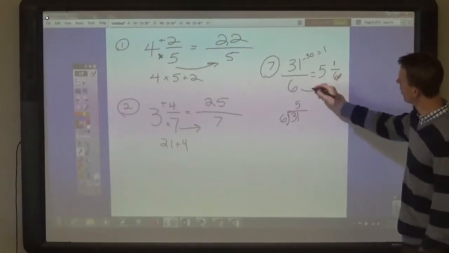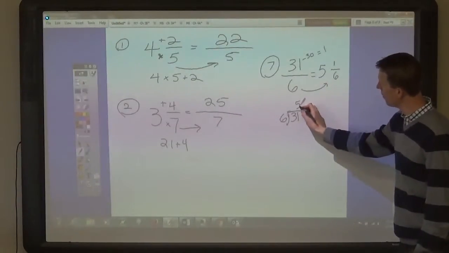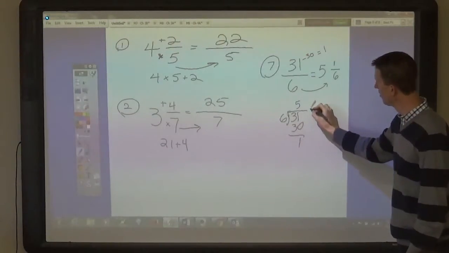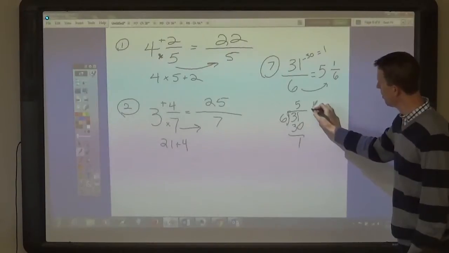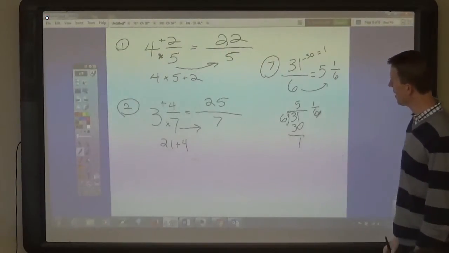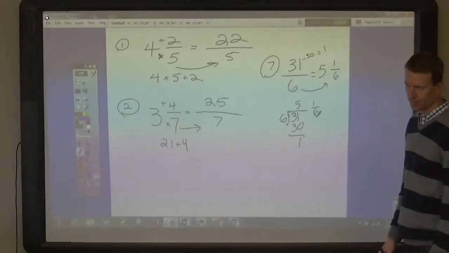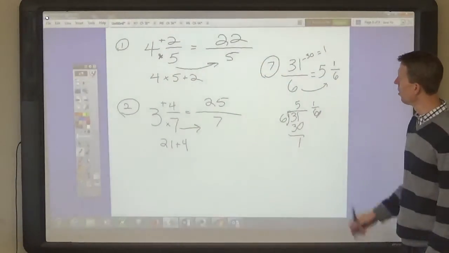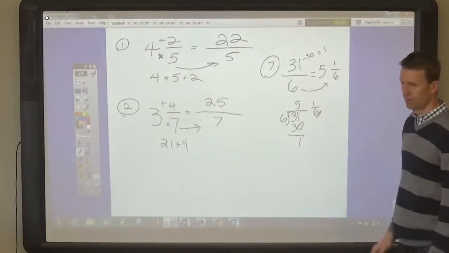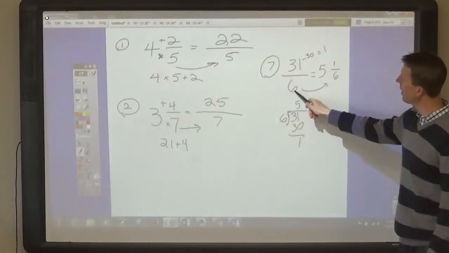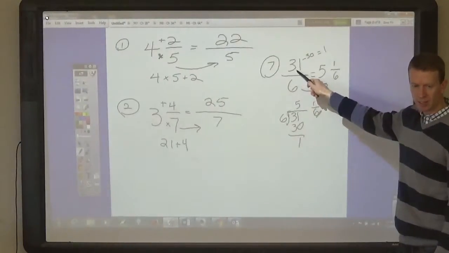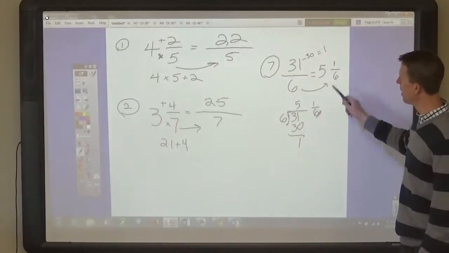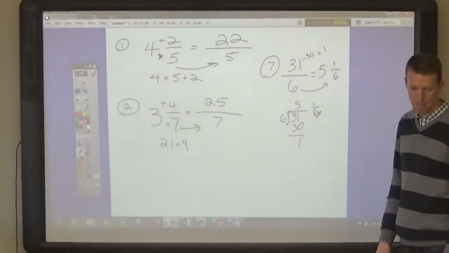Okay? I can show my work this way, or I can show it this way. 5 times 6 is 30. Remainder 1. Put the remainder over the divisor. Okay? So either way, I'm showing my work. I know that 5 wholes times 6 is going to give me 30 pieces. That gives me a remainder 1. Keep the denominator. Okay?